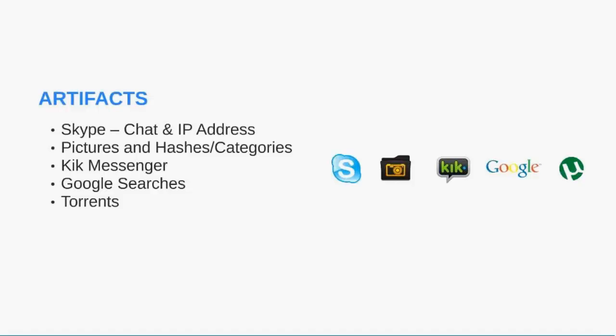Just to recap the artifacts we'll be discussing, first off, Skype. Obviously the chat and IP addresses are a big part of this. Then we'll be getting into the pictures and the hashing techniques and categories that investigators commonly use. We'll then show some Kik Messenger artifacts that were recovered from the Android device, as well as some Google searches as well. Finally, we'll discuss some torrent files that we're able to carve out of unallocated space and tie that back to the suspect's activity.